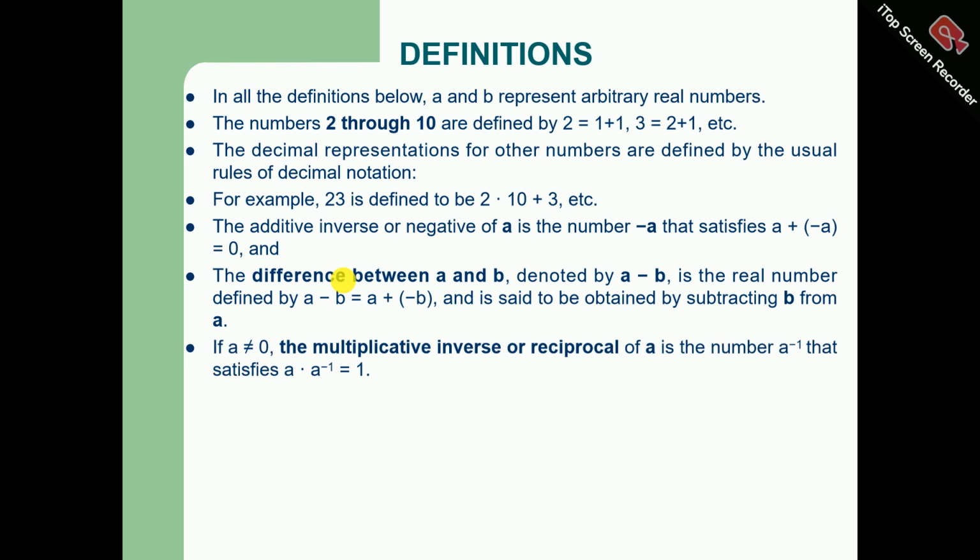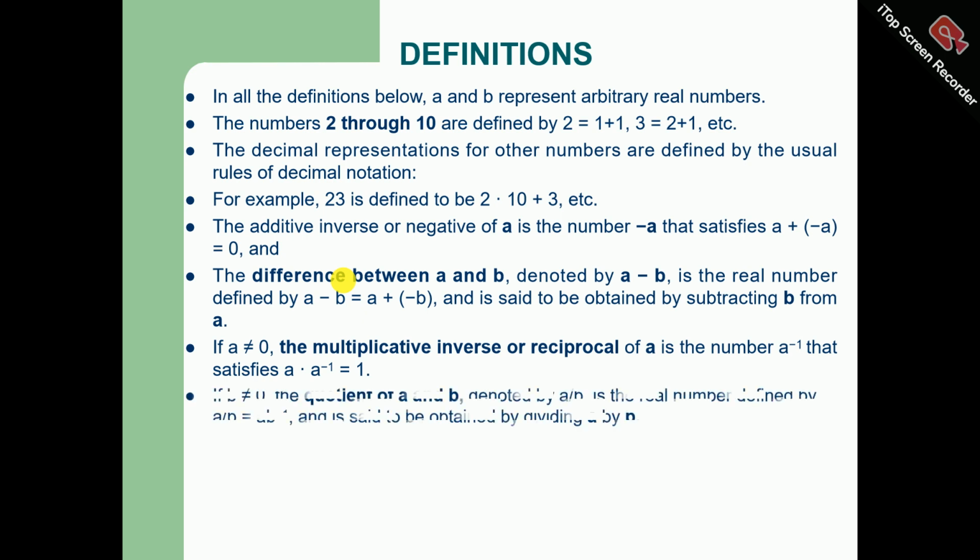If a is not equal to 0, then the multiplicative inverse or reciprocal of a is the number a raised to the power minus 1, which satisfies the equation a times a inverse is equal to 1. If b is not equal to 0, then the quotient of two real numbers a and b, denoted by a by b or a upon b, is the real number defined by a upon b equal to a times b raised to the power minus 1, and is said to be obtained by dividing a real number a by a real number b.